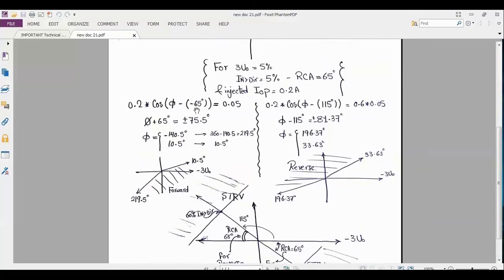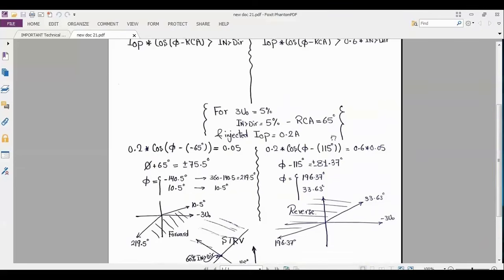It remains 0.2 times cosine of phi plus 65, where 0.25 divided by 0.2, shift cosine, I got plus or minus 75.5. So phi extends to 140.5, or the range works from 140.5 to 10.5. This 10.5, I drew it upwards, and 140 I drew it downwards. From the other side, counterclockwise, 219.5. So from the start of 219.5, I turn counterclockwise until 10.5. All of this is the forward direction.